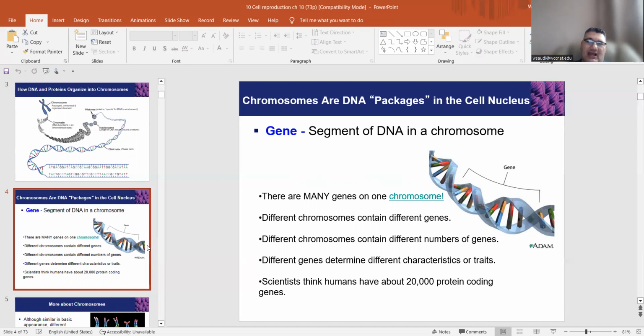How many genes? We don't have to know the numbers, just know that it's a lot, and different chromosomes have different numbers, without going into the details. This is good enough to know. The other thing is that this chromosome has a specific number of genes, and the other chromosome can have a different number and also a different type. So each chromosome will have a different number and type of genes than the other ones.